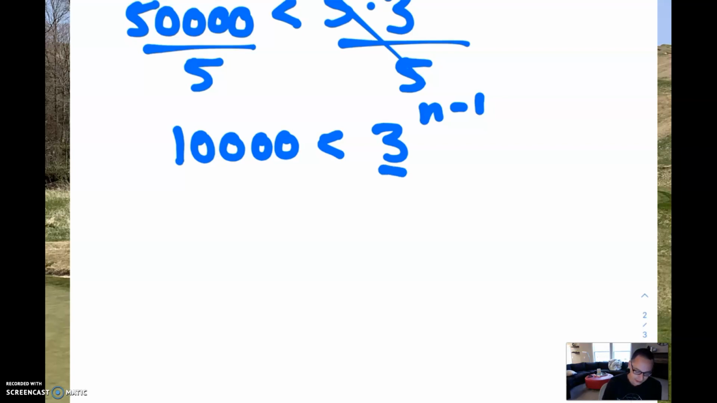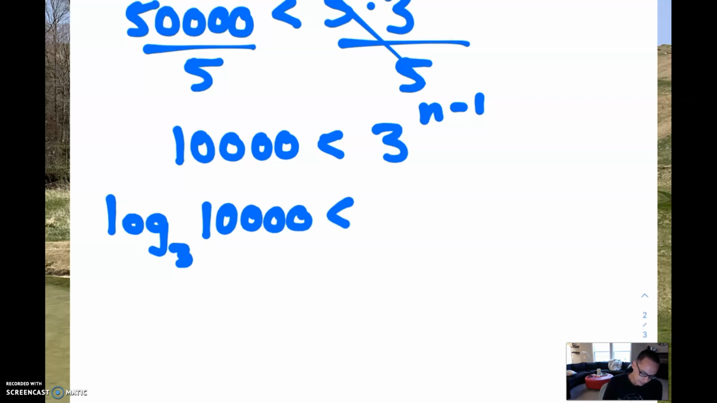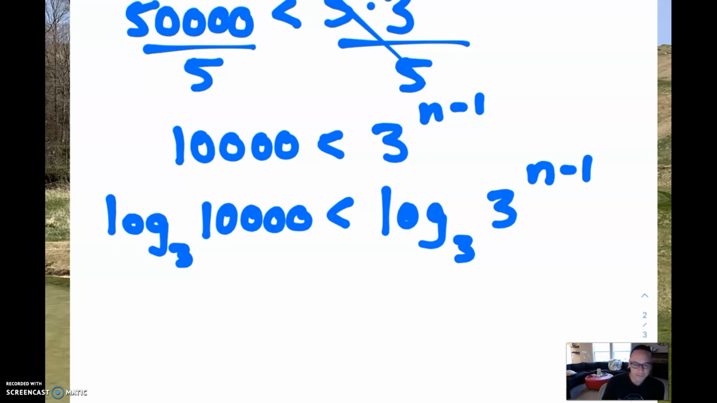In this case, the base is 3, and to solve it, I'm going to take the log with a base of 3. So the way we write this is log base 3 of 10,000, put our inequality symbol, and then log base 3 of 3 to the n minus 1 power.